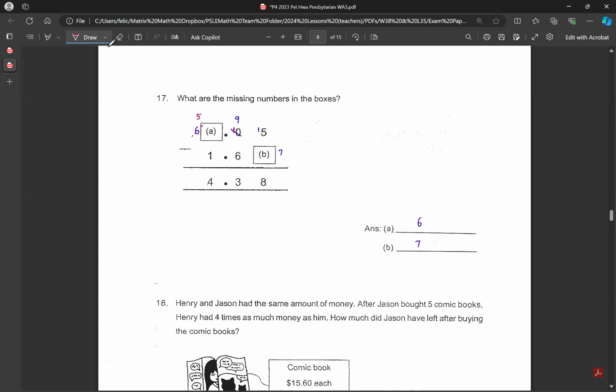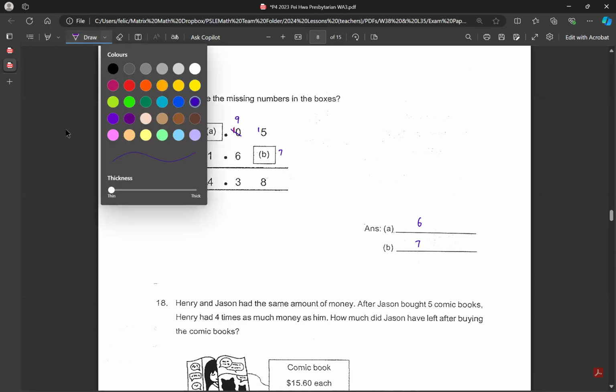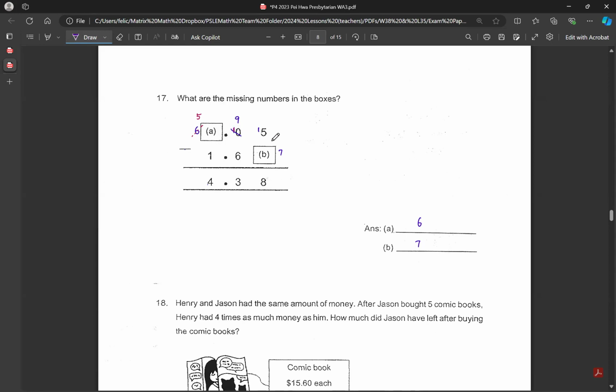All right, if you're afraid that you're making mistakes, just double check by doing the subtraction. 5.95 minus 1.67. See whether you get 4.3. Okay.